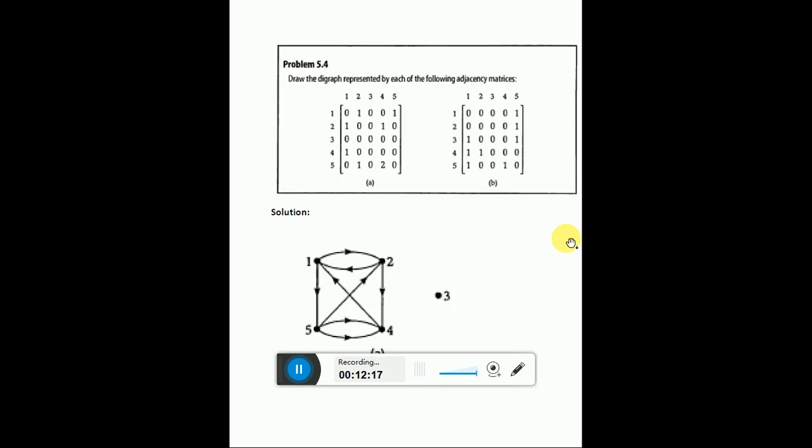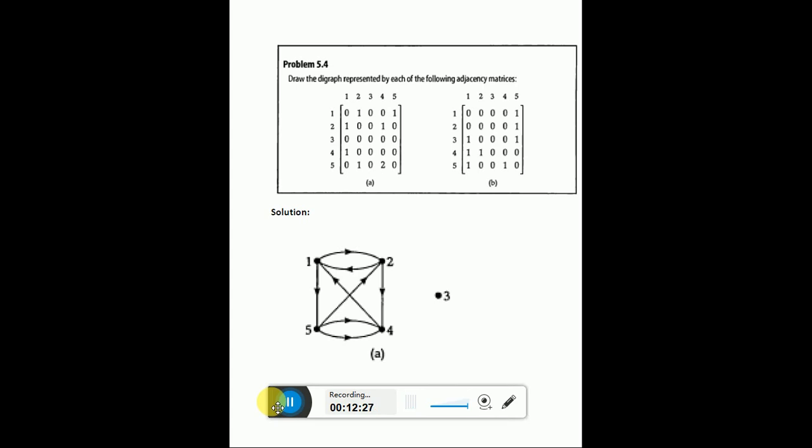In a similar way, if we have an adjacency matrix of a digraph, it can be converted into a diagram. So 1 is joined with 2 and 5. So we draw our arcs from 1 to 2 and 1 to 5. In a similar way, 2 is joined with 1 and 4.